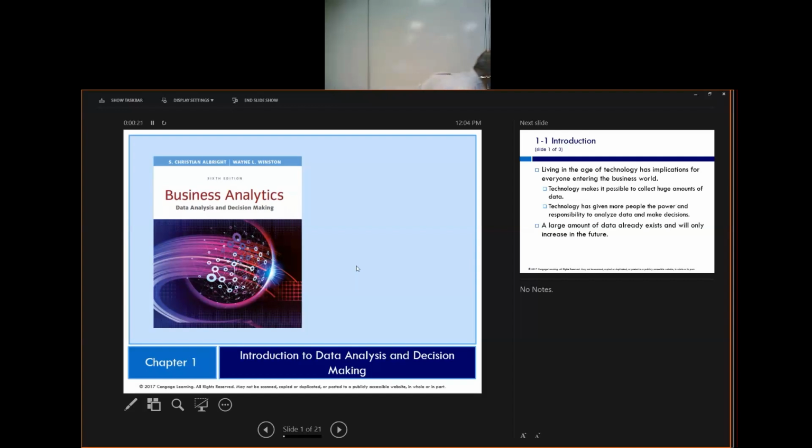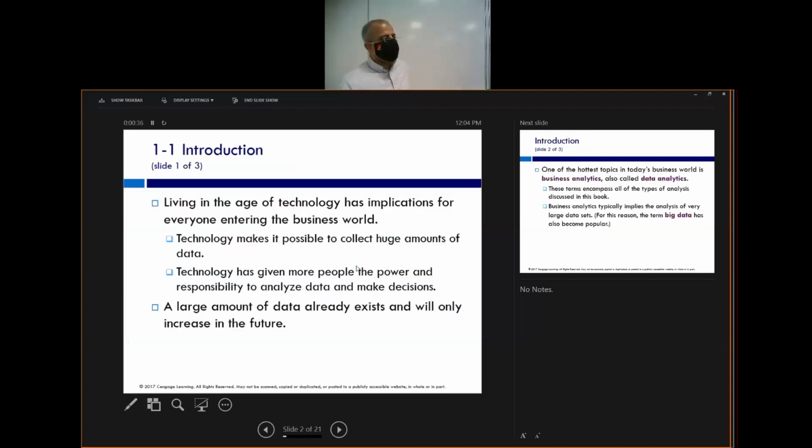So, in our last meeting, we went through the course syllabus and the topics that we want to cover in this course. Today, we're going to go over chapter 1, which is an introduction to this kind of course and this kind of analytics. So, you guys know that we have three types of data analysis.